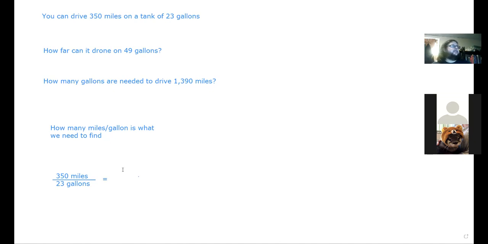So 15.217 miles per gallon. So what it's asking at this point, and there's two questions, how far can it drive on 49 gallons? Apparently I haven't had enough coffee. So we could set that one up.